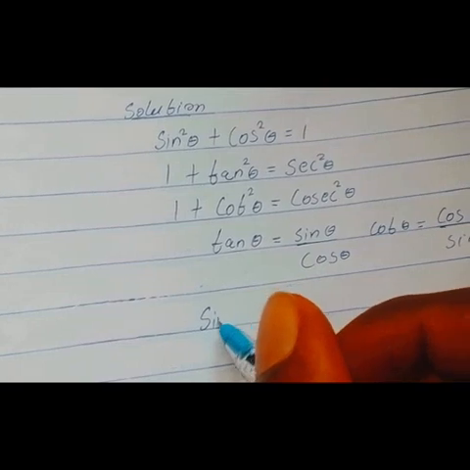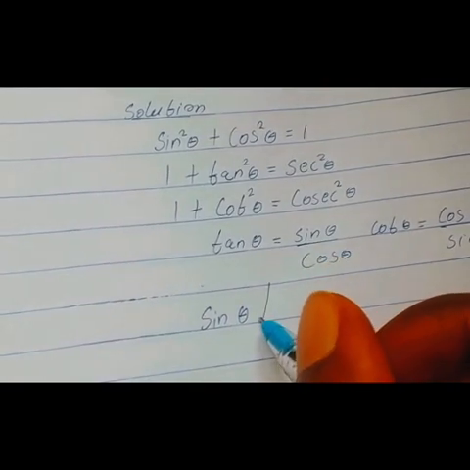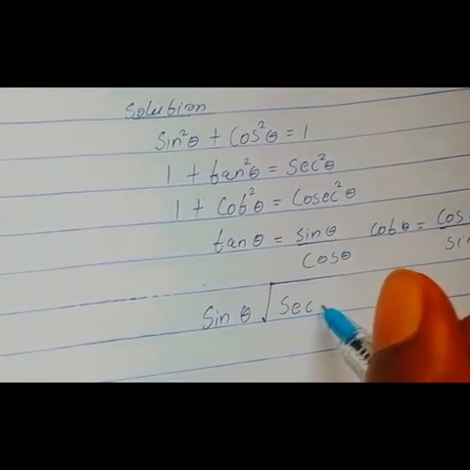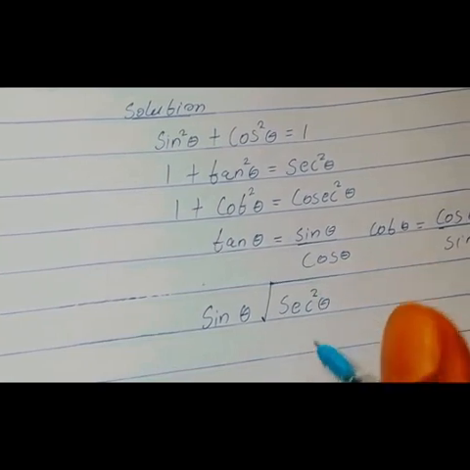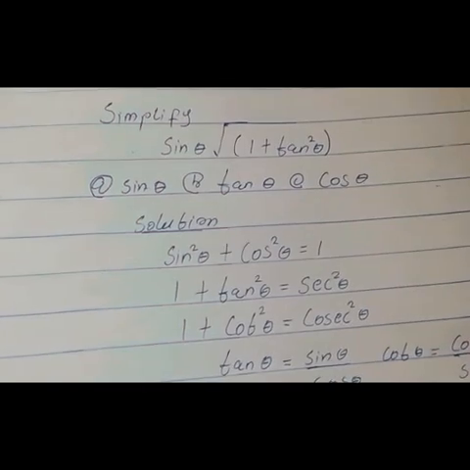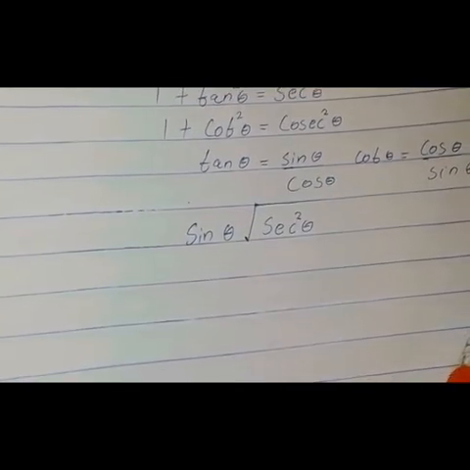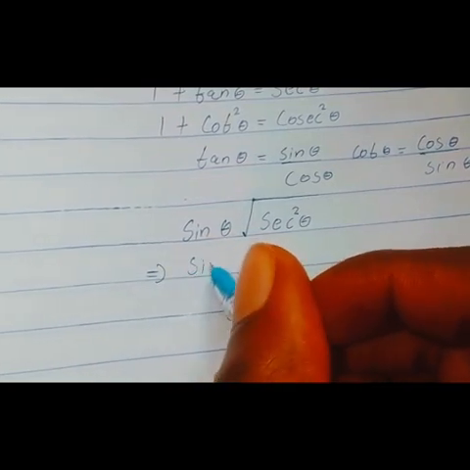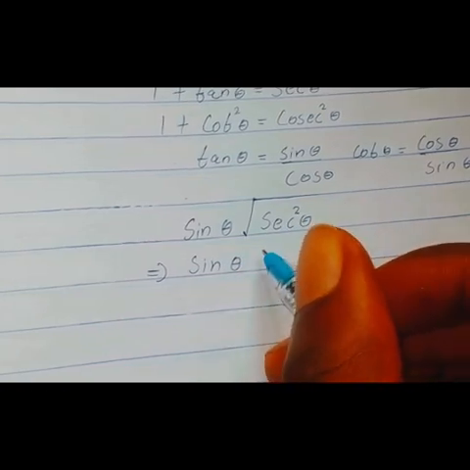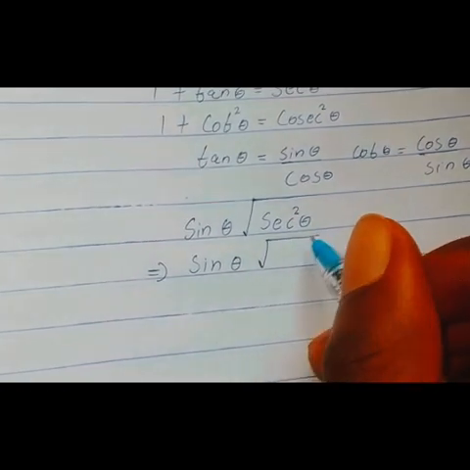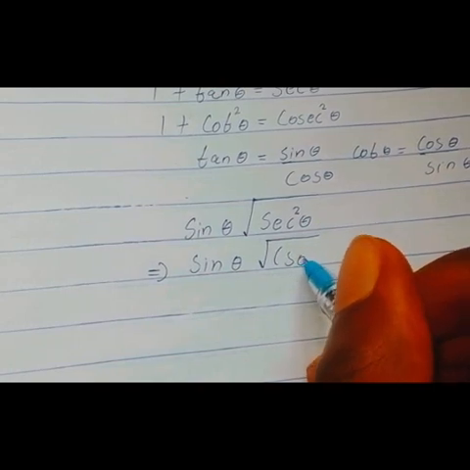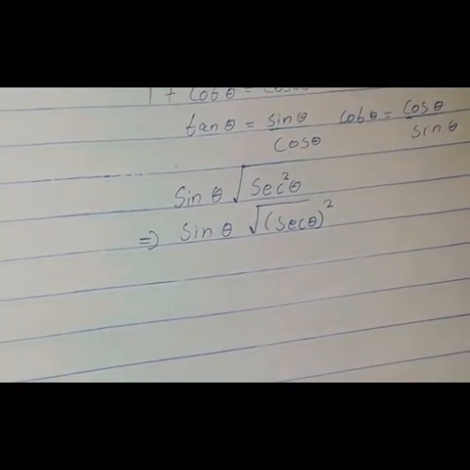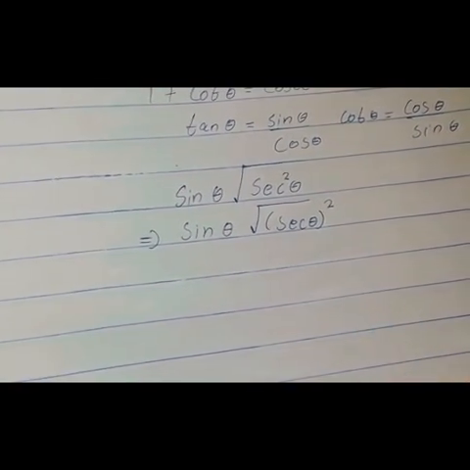Sine theta. Then we have what? A root of what? Sec theta squared. Can you see that? Instead of 1 plus tan theta squared, we replace with sec theta squared. Now don't forget, we have sine theta. So this can be written as sec theta everything squared. Don't forget that when we have square root, square cancels out square, right?